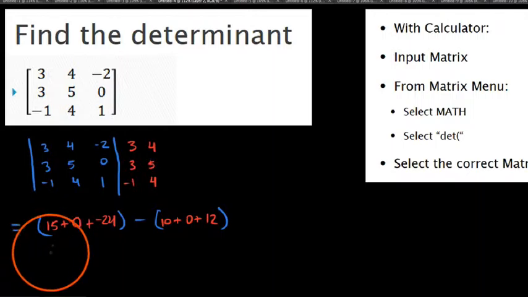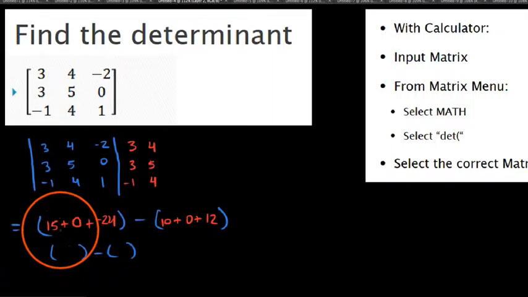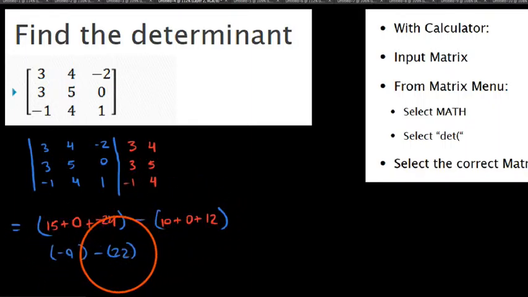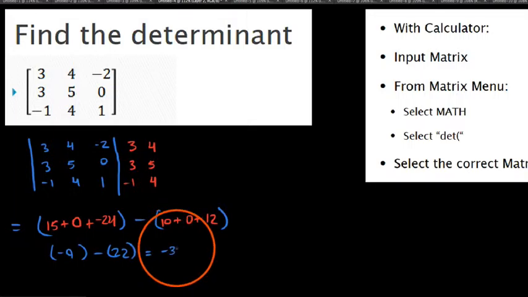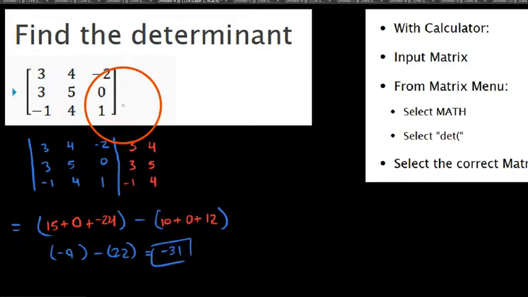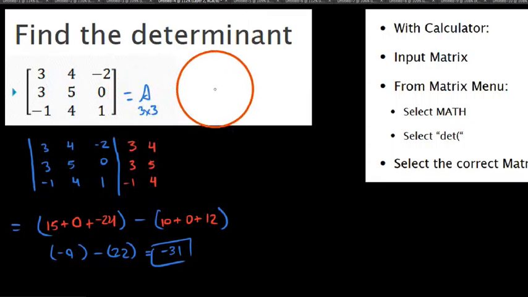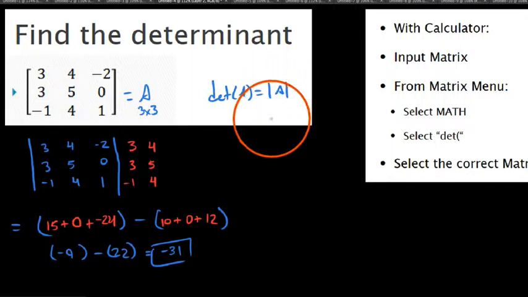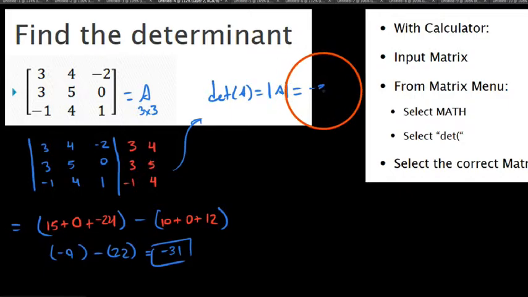So all we're going to do is just carry out this subtraction problem, really. 15 and a negative 24, I believe that is a negative 9. And a 10 and a 12, that's a 22. So as we said, if we said negative 9, take 22 more off of this, this would be a negative 31 right here. And so essentially, if this is the matrix A, this 3 by 3 matrix here, then the determinant of A, which could also be written as this thing right here, would be equal to negative 31.